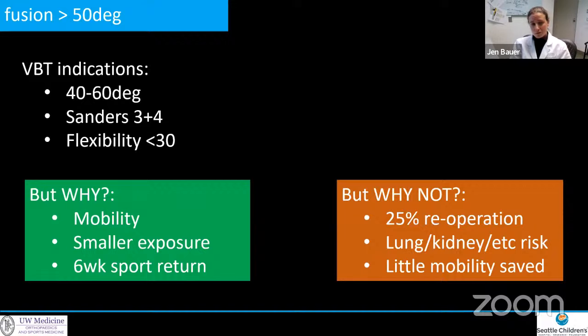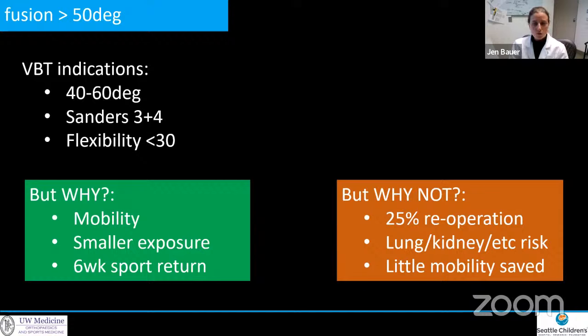Why not do it? Well, we have a 25% reoperation rate. We either undertension or we overtension. So the curves grow in the opposite direction, or they keep growing in the same direction and keep getting bigger and have to be revised to a fusion. There are other risk factors when you do this approach. The lungs, the kidneys, there are other risks. And there are some arguments that little mobility is saved.